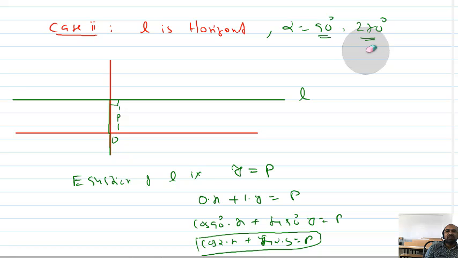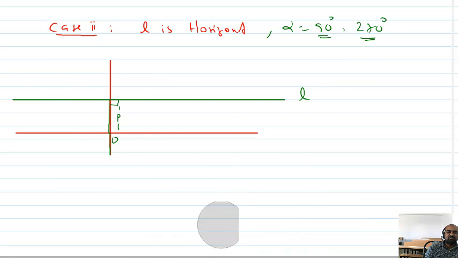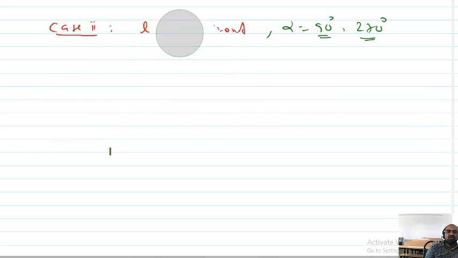When you take 270, it means the line should be below the x-axis. Okay. Now L is vertical.